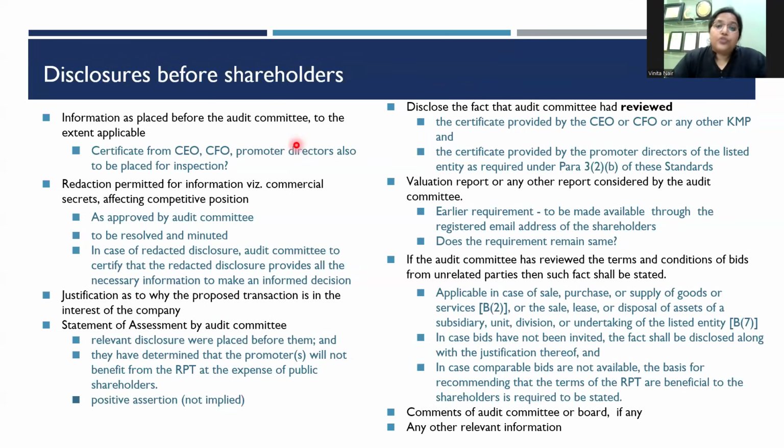Similarly, when we talk about the disclosures to the shareholders in case of a material RPT, the information which was placed before the audit committee also goes to the shareholders. Now, given the set of detailed disclosure, there could be a scenario where it may be felt that the transactions involve some commercial secrets or confidential information. So there is a scope for redaction, but that redaction also has to be approved by the audit committee, and the audit committee has to still assure the shareholders that even with the redacted information, you will be able to make an informed decision. So there is a lot of onus now on the audit committee members.